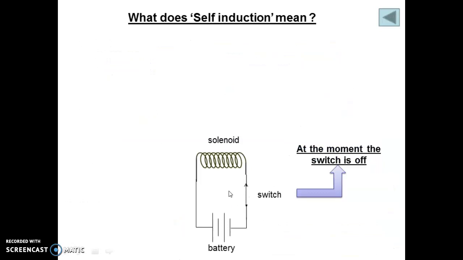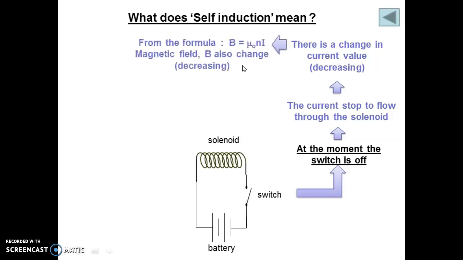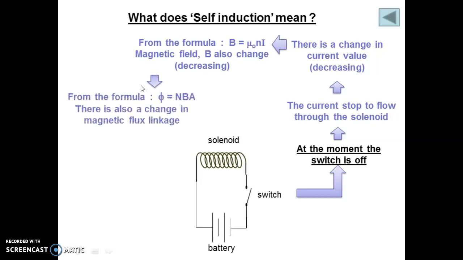Okay, next we discuss the phenomenon of self-induction at the moment the switch is off. The current stops flowing through the solenoid. So there is a change in current value, but this time the current is decreasing. Then from the same formula of solenoid, B equals mu naught N I, if I is decreasing, B also decreases. Then from psi equals N B A, there is also a change in magnetic flux linkage because B is decreasing.